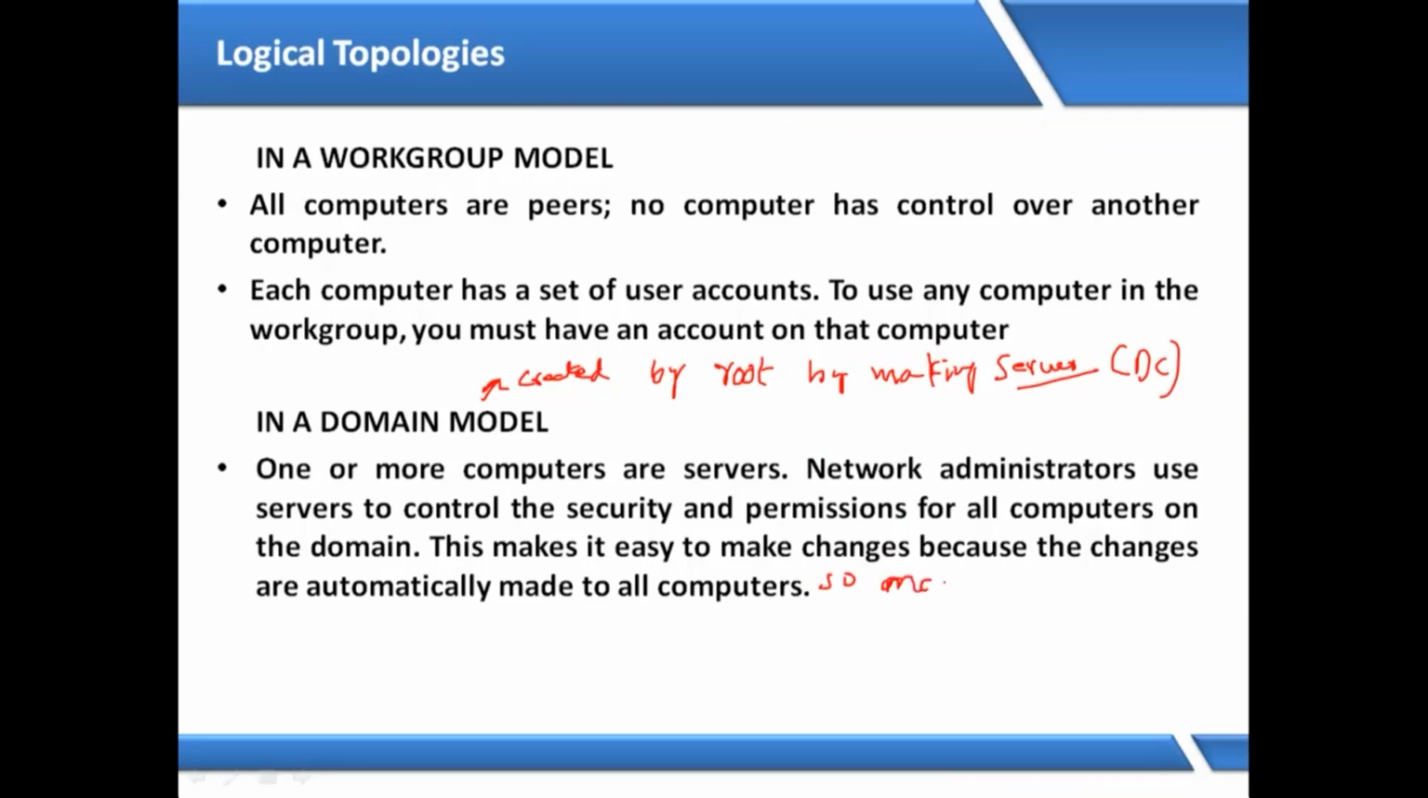So with the domain model, managing the network becomes simple and easy. By using domain model, administration becomes easy. Administration means managing the network becomes easy. Because here, if you make one change, that change will be reflected to all computers. So that is the reason every company uses only domain model. I hope you are following.